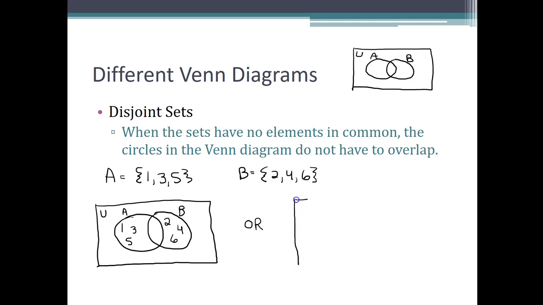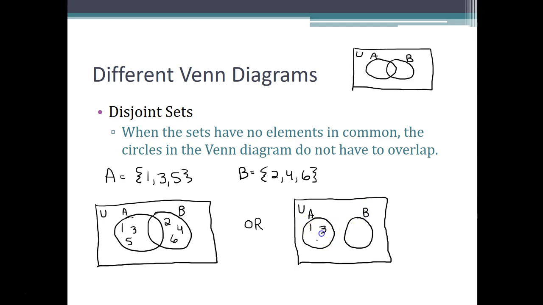But there's another way to draw it for these disjoint sets. Disjoint sets have no elements in common. You could draw the circles completely separated, and that way, at a glance, people can see, oh, these don't have anything in common. So that's a perfectly acceptable way to draw it. They don't have to overlap in the case of disjoint sets if you don't want them to.